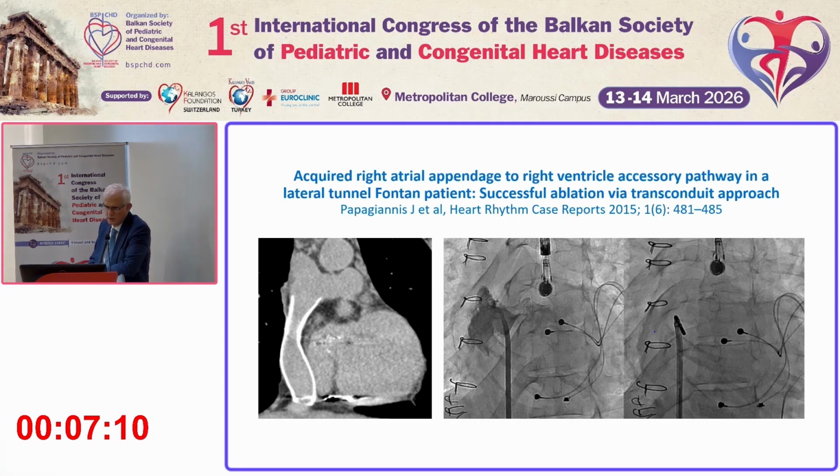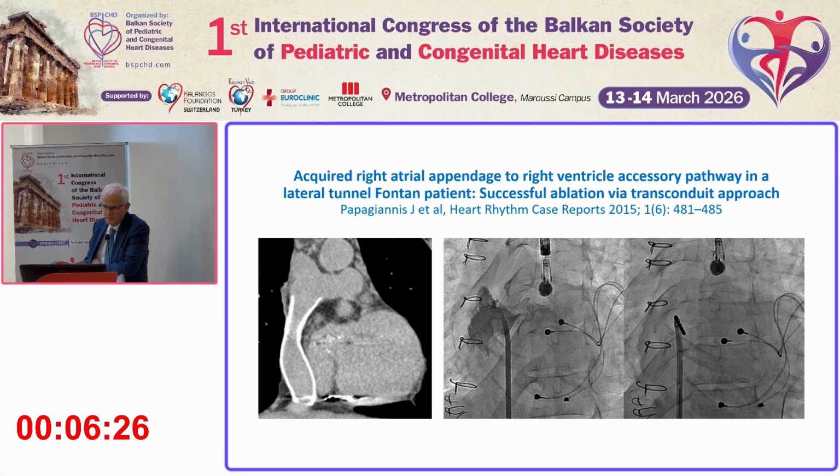Fontan patients. Now, I will just show you a couple of examples of more unusual types of atrial arrhythmias in patients with Fontan. This was a patient that I managed when I was in the United States. This 25-year-old patient, in a very strange way, developed an acquired accessory pathway between the atrial appendage and the remnant of the right ventricle, and he had incessant tachycardias from this, and he was almost dying from this.